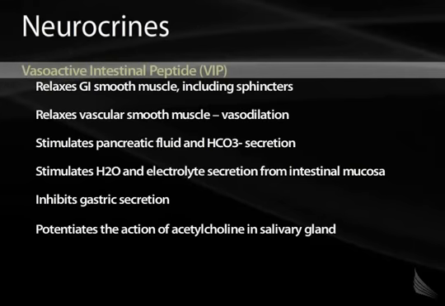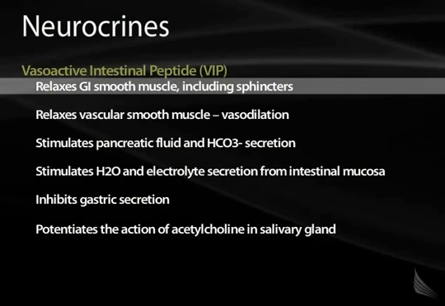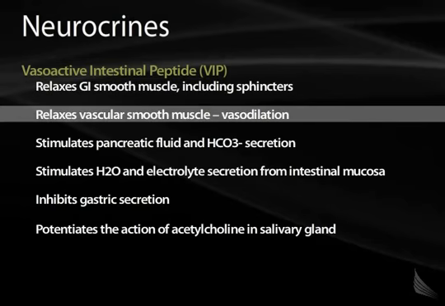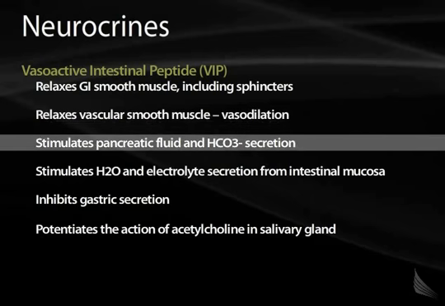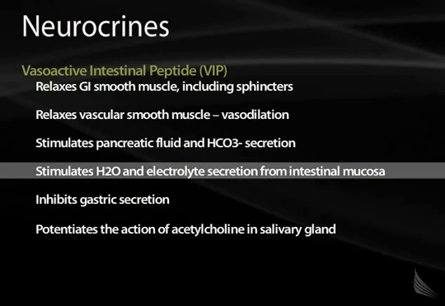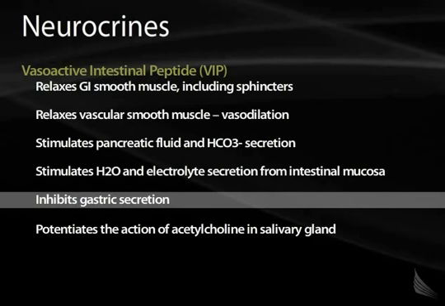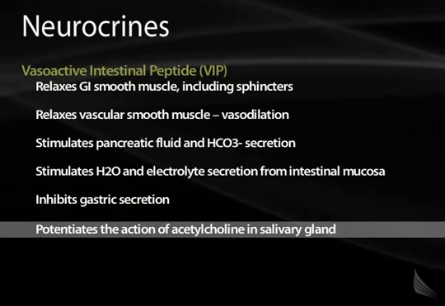VIP or vasoactive intestinal peptide relaxes GI smooth muscle, including the sphincters. It relaxes vascular smooth muscle, resulting in vasodilatation, and it stimulates pancreatic fluid and bicarbonate secretion. It stimulates water and electrolyte secretion from intestinal mucosa and inhibits gastric secretion. It also potentiates the action of acetylcholine in the salivary gland.